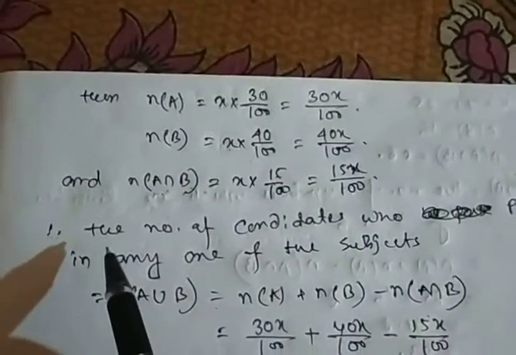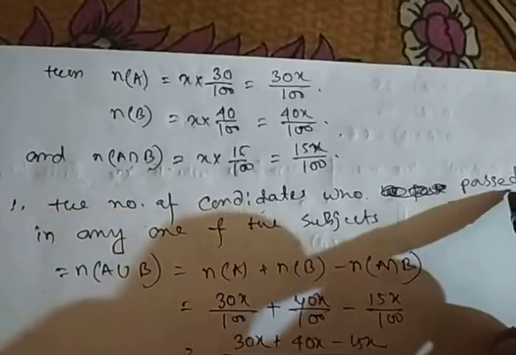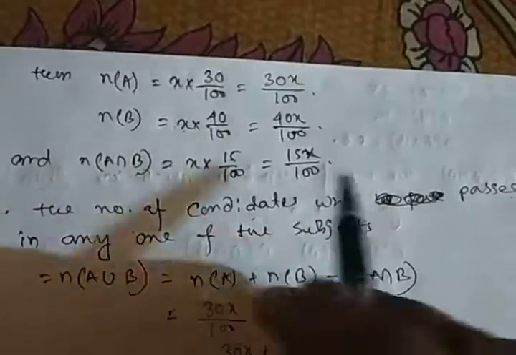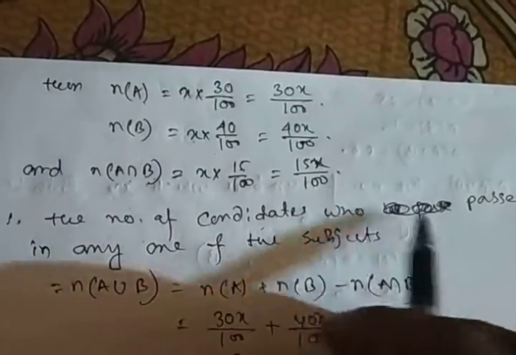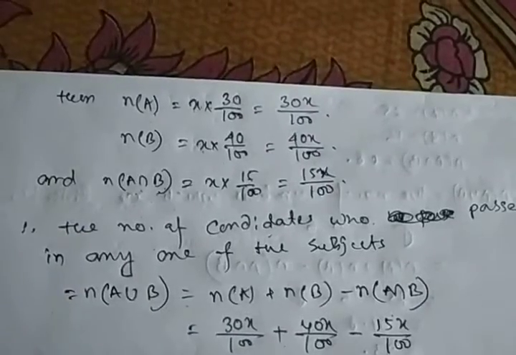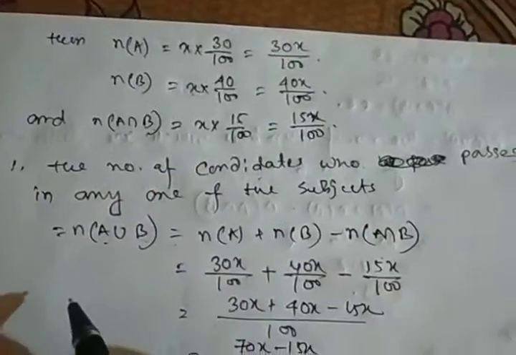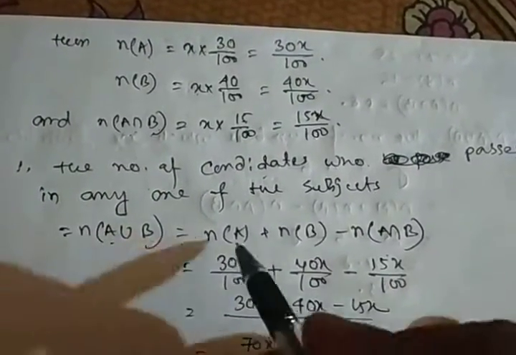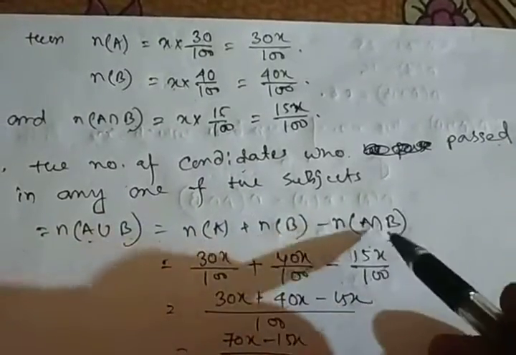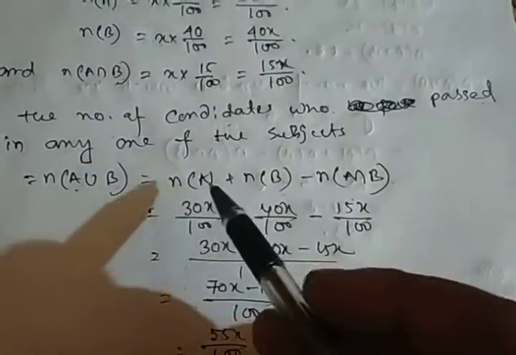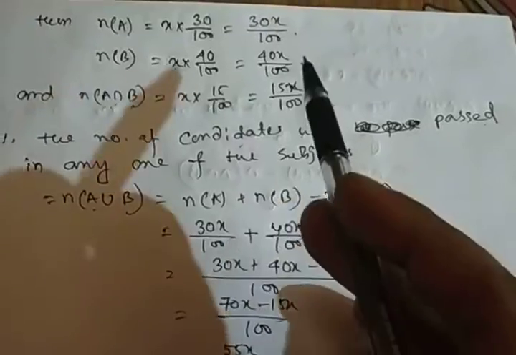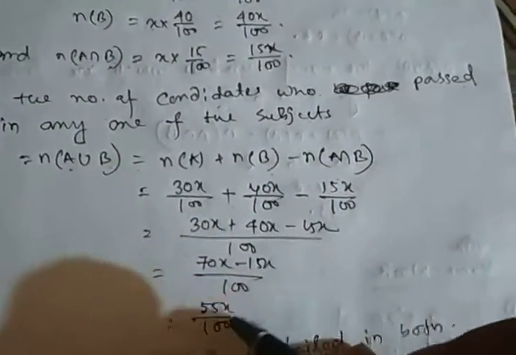Now, the number of candidates who passed. First we have to find the number of candidates who passed in any one of the subjects, which is the set A union B, that is either math or economics. So n of A union B equals n of A plus n of B minus n of A intersection B. By putting in these values of the cardinal numbers of the sets, after calculation we get 55x by 100.